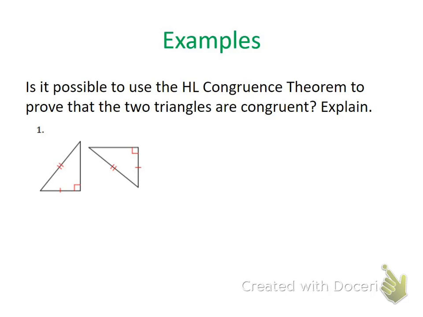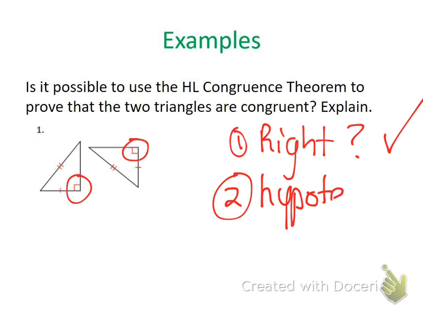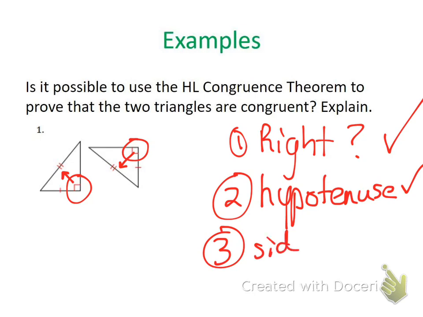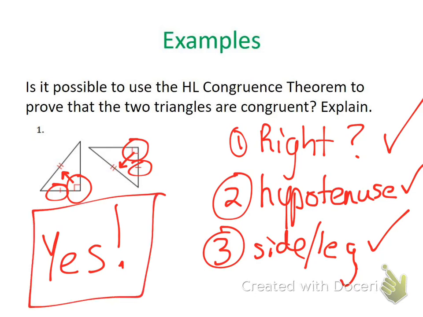So first, are both of these right angles? So first step, are they right triangles? I see a right triangle here and a right triangle here. So are we good there? Okay, second step, is there a hypotenuse marked? The hypotenuse is across from the right angle. Are we good there? Then, is there another side, or we can call it a leg? Yep, I see that. So is this HL? Yes. You don't have to write all of those things, but that's just kind of your mental check.